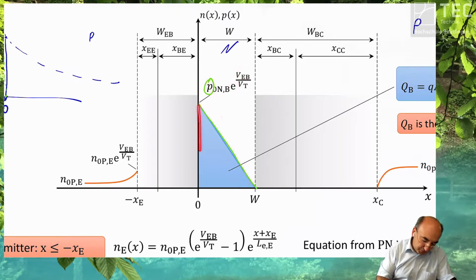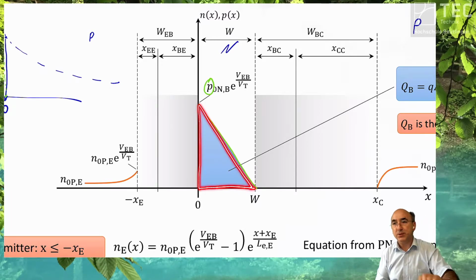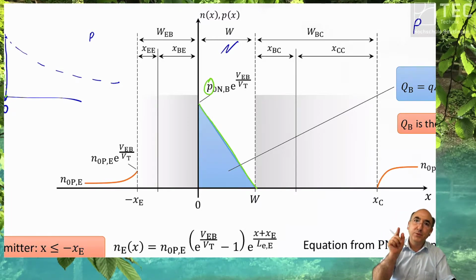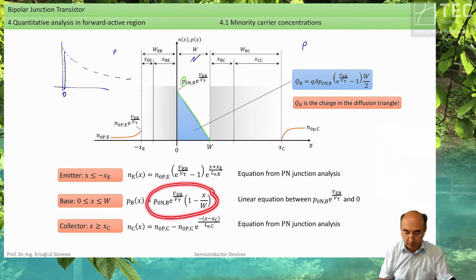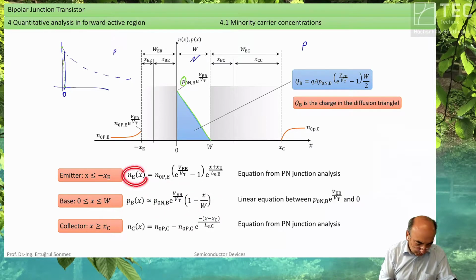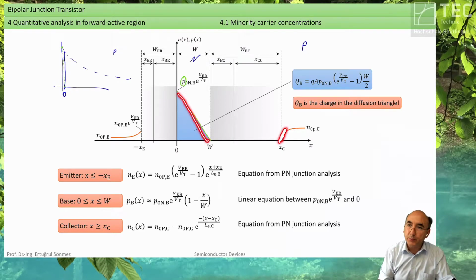So this diffusion triangle defines your transistor current. This is the main driver of your transistor current. And this one is sitting on here. Here you get the most current. This one is a minor value because here you have a small slope. This one is a minor value. You have a small slope. But this one is a large value due to the huge injection of carriers.